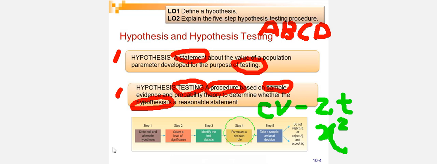Then the last one, step number 5, we take the decision. So our decision, whether we do not reject H0 or we reject H0. Or we accept H1. This one, the 5 steps. Step number 1, step number 2, 3, 4 and 5.